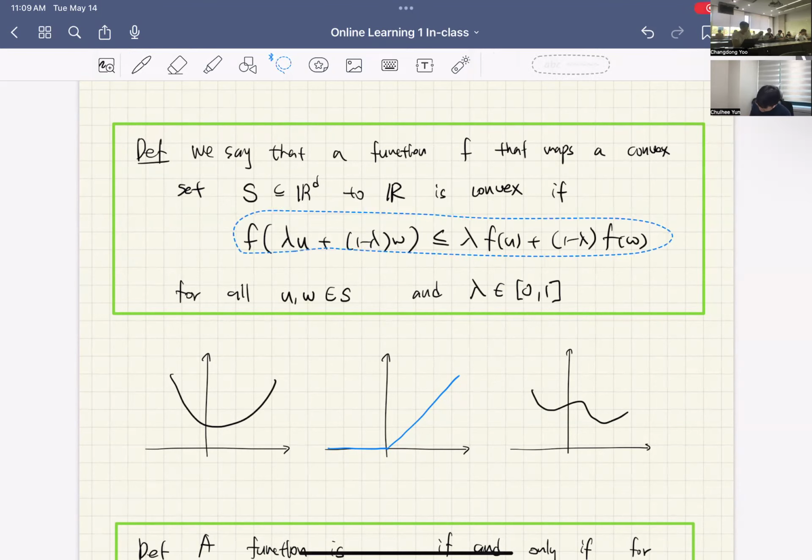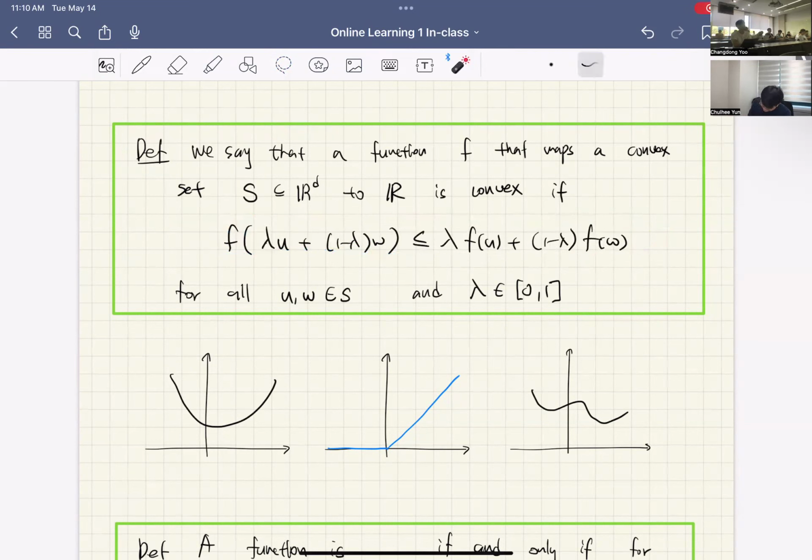This definition is easier to understand if you draw some pictures. So you have a function like this, and this is your u, and this is your w. What I'm doing in this inequality is comparing the function value evaluated somewhere in between these two points versus a line segment that connects the two points on the graph. So if you connect the two points on the graph of the function, the requirement of convexity is that this red line segment is always above the graph of the function. That's the crucial requirement that the convexity definition imposes.